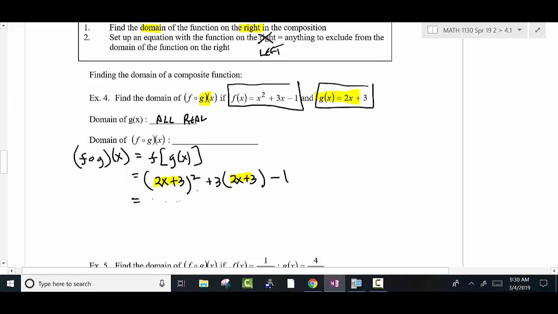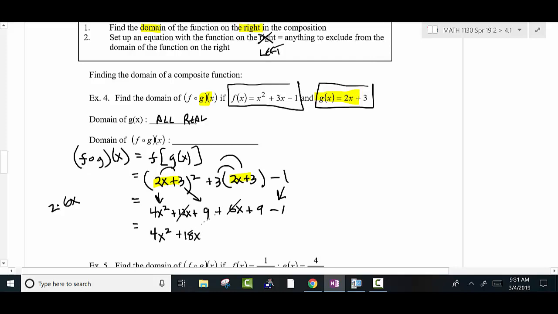So if you square this, remember the shortcut I showed you: square the first term, that's 4x squared. Square the last term, that's 9. Multiply together to get 6x, and then double that to get 12x. That's the shortcut we've talked about. You can also write it out twice on scratch paper and FOIL it, but that's what you would get. Then we do a distributive property here to get 6x plus 9. Then I just bring down the minus 1. If you put together your like terms, you would have 4x squared plus 18x, and then 9 plus 9 is 18, minus 1 is 17.